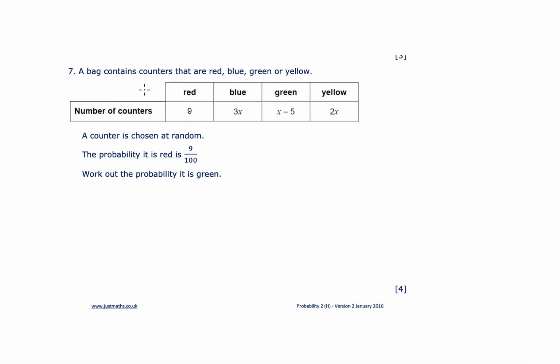A bag contains counters that are red, blue, green or yellow. A counter is chosen at random. The probability that it is red is 9 out of 100. Work out the probability that it is green. Okay, so we know the probability that it is red is 9 out of 100, and in probability we always have the total on the bottom. So we know the total number of counters is 100. And these columns give us the number of counters. So when we add them together, we should get 100 counters.